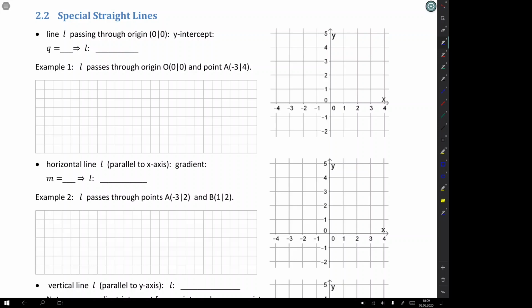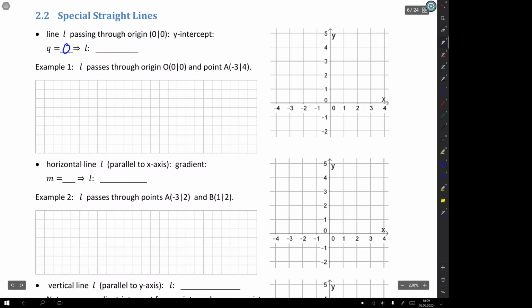In this section, we're going to look at three special types of straight lines, namely lines passing through the origin, lines that are horizontal, and vertical lines. Let us start with lines passing through the origin. So this is the point (0, 0). So the y-intercept, since they pass through here, is 0.